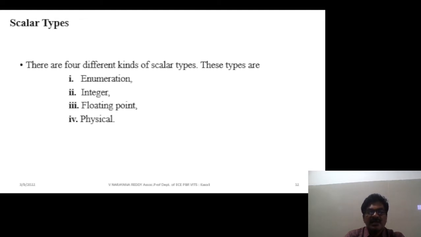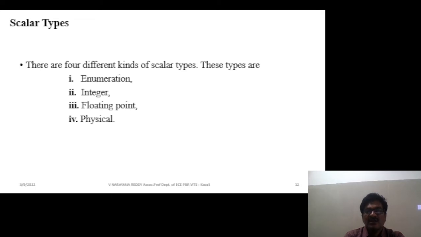So what is meant by enumeration type? In the enumeration type case the values are strings. The values are strings or group of characters or single literals. So like that the enumeration data type can be represented.